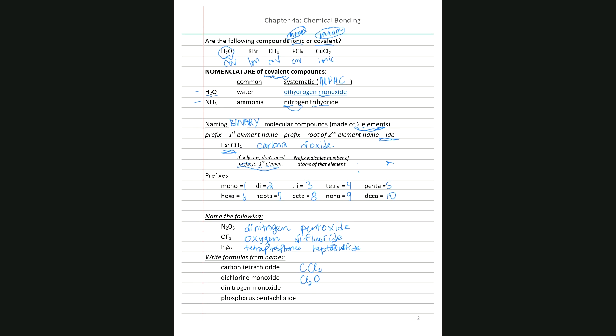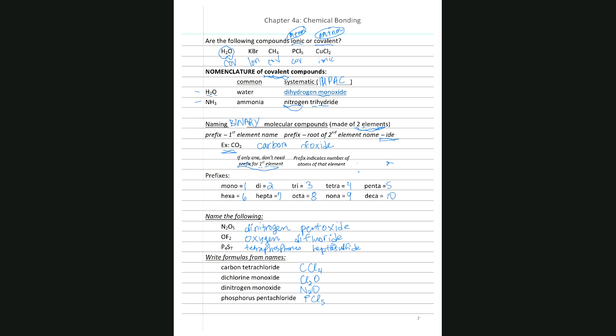N2O. Yep. And then the last one, phosphorus pentachloride. I'll do that one. How many is penta? 5. Good.